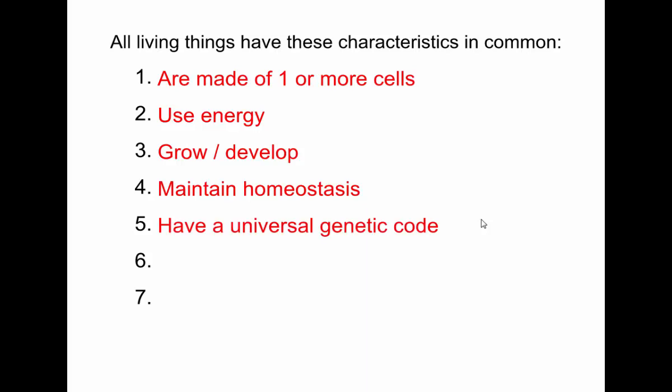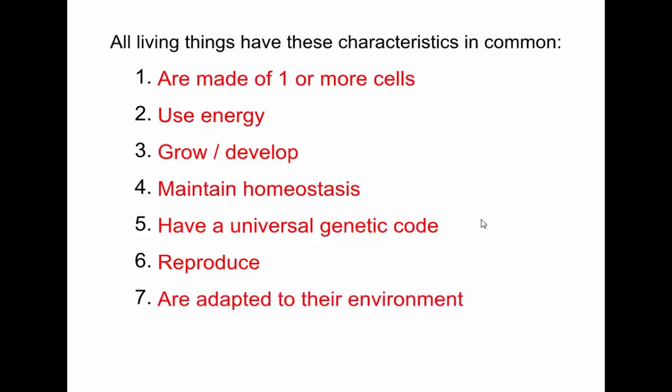All living things have a universal genetic code. All living things reproduce or have the capability of reproduction. And finally, all living things are adapted to their environment. So those are what we will call our 7 characteristics of life. And we'll talk about each one in a little more detail and actually explain them rather than just list them.